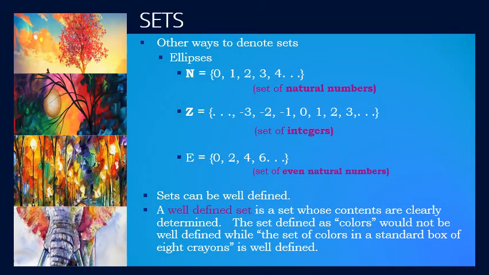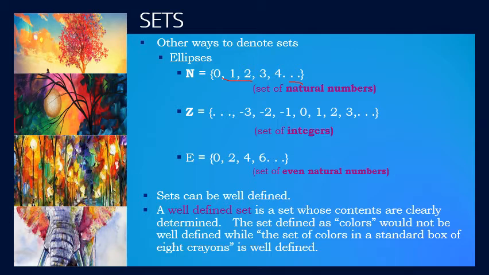Another way to denote a set is using an ellipsis. Ellipsis is the three dots that we use when we are dealing with sets. For example, we have the set of natural numbers. Here in the first set, we have 1, 2, 3, and 4. We know that after 4, there are a lot of numbers we can call natural numbers. So we are going to use an ellipsis to represent more numbers after 4.